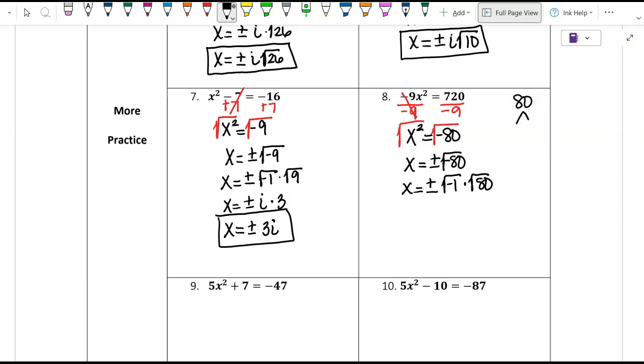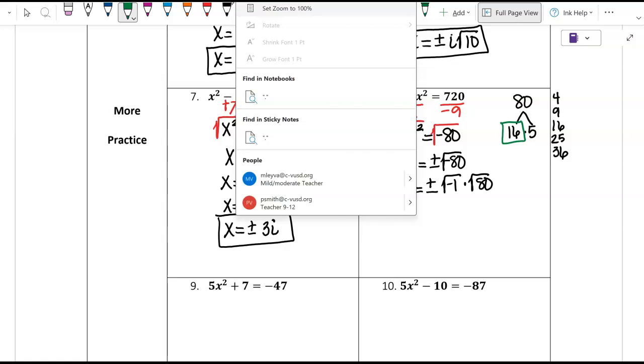And if I go to break down 80, I'm looking for any perfect squares. So I have 4, 9, 16, 25, and 36 to choose from. Do any of those go into 80? The 16 is the largest, so 16 times 5. So 16 is a perfect square.